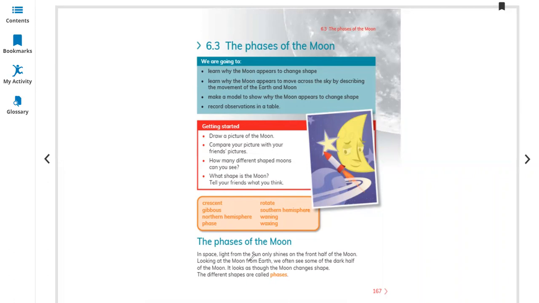In space, light from the sun only shines on the front half of the moon. Looking at the moon from Earth, we often see some of the dark half of the moon. So it looks as though the moon changes shape. So the different shapes are called phases. So the moon has different phases in 28 or 29 days.